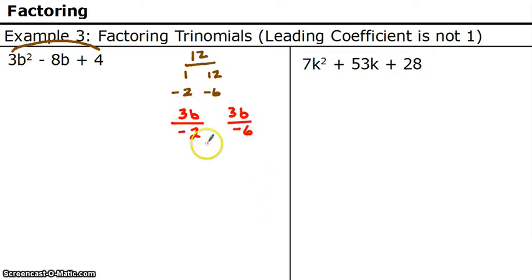Then you need to reduce your fraction, if you can. 3b over negative 2 does not reduce. So that's one of our factors, 3b minus 2. Now 3b over negative 6. That does reduce. The 3 cancels, and the 6 divided by 3 would be negative 2. So that's b minus 2, and that's your other factor.